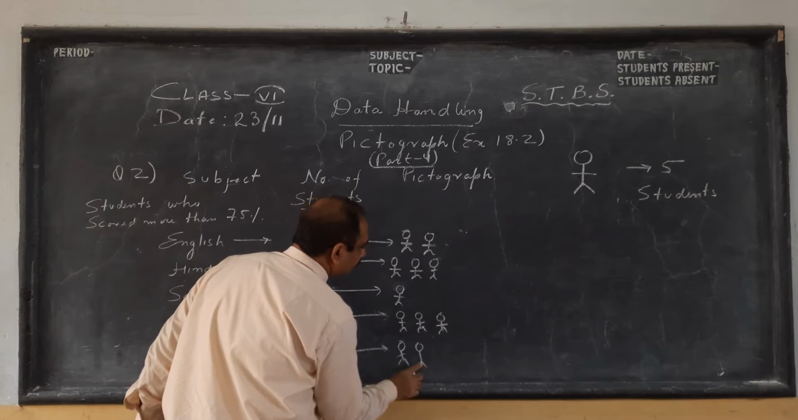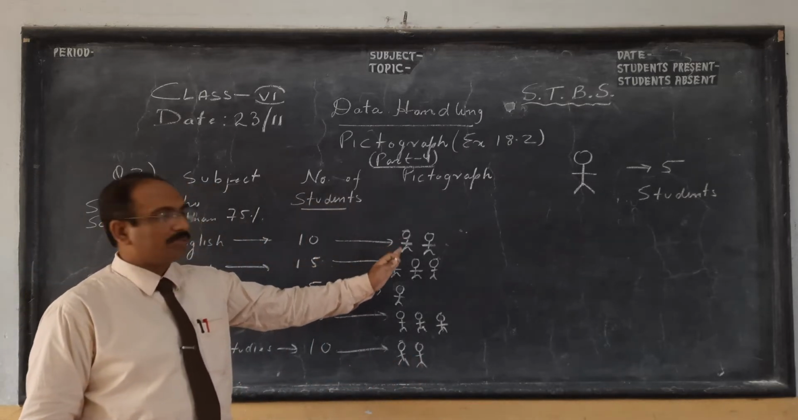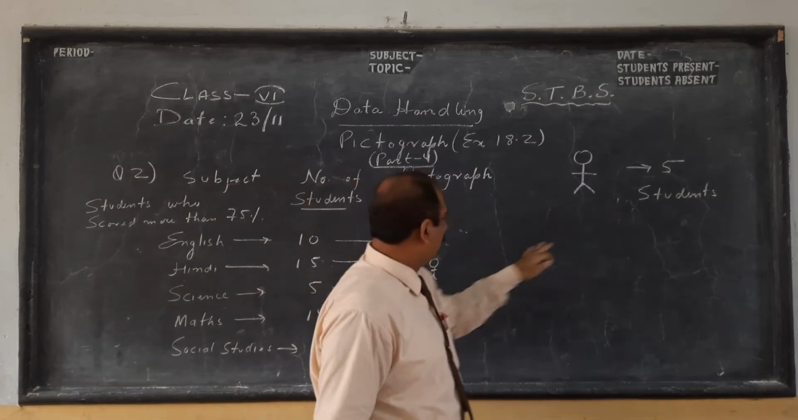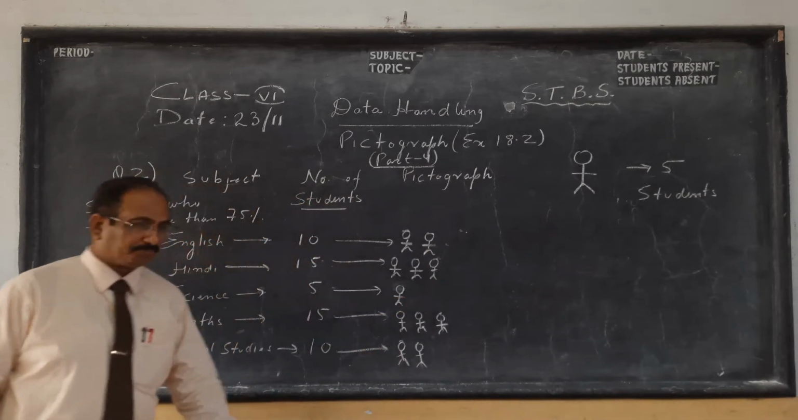So here use a circle or use a human being, like this what I do. So one such figure represents 5 students: 2 is 10, 3 is 15, 1 is 5, 3 is 15, 2 is 10.